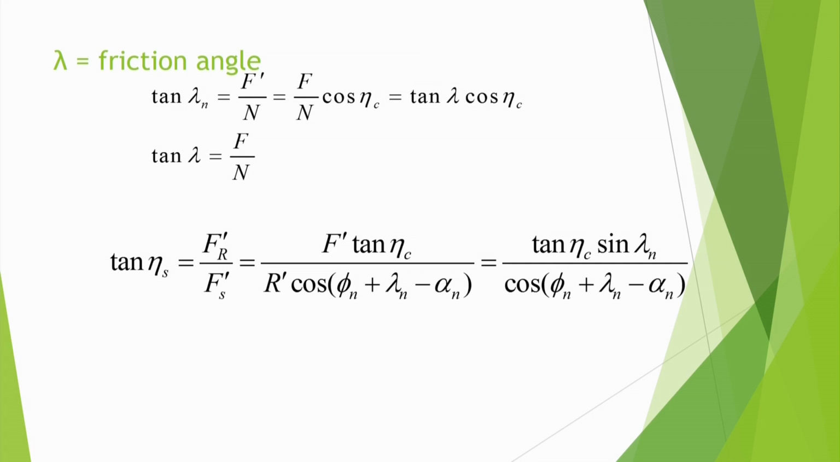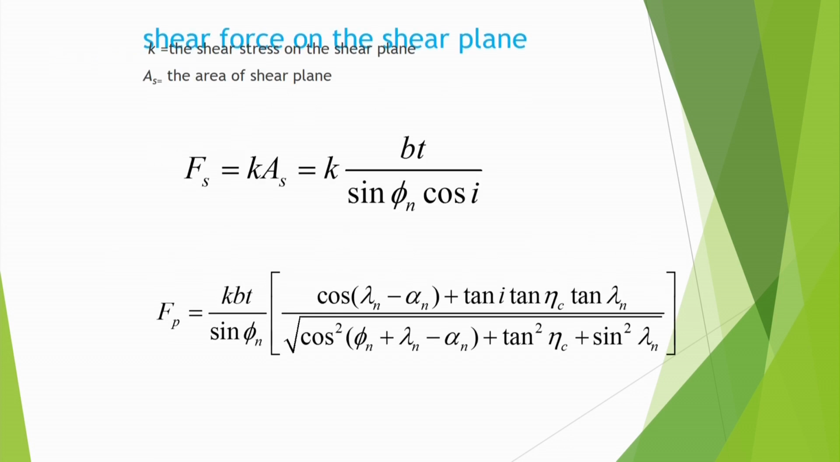So, tan eta s will be equal to tan eta c into sin lambda n divided by cos phi n plus lambda n minus L phi n. So, that means you will be getting this type of relation here. Now here, if we consider K as the shear stress on the shear plane and As is the area of the shear plane, then Fs becomes equal to K As.